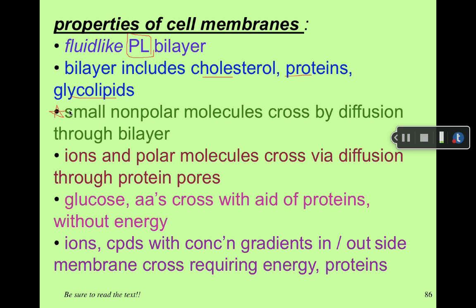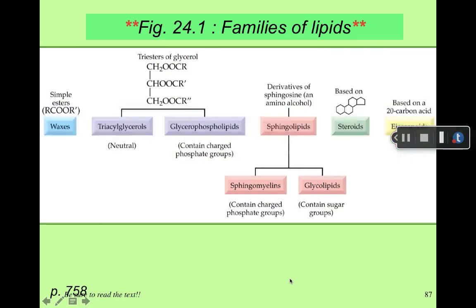Small molecules are going to get across by simple diffusion through the bilayer. Things that are polar or ionic are going to require protein pores to get through the membrane, not just simple diffusion through the bilayer. So glucose and amino acids and some other kinds of things you don't have to know for sure are going to be transported with the aid of proteins, not requiring energy. They're going to go from the area where there's more to where there's less. But the last one here is ions that are going to end up with a concentration gradient across a membrane, which require energy, and that would be active transport.